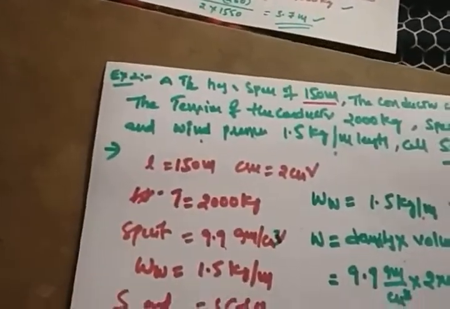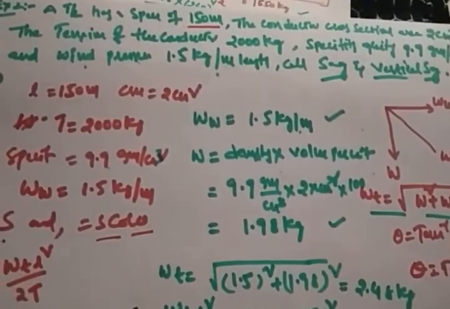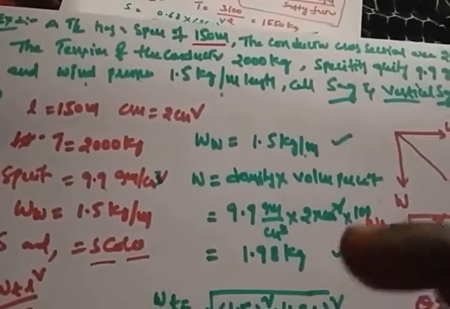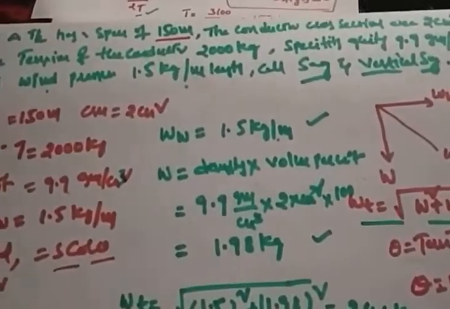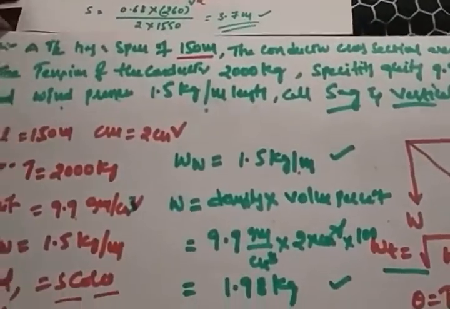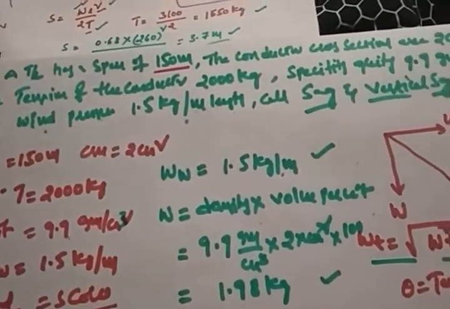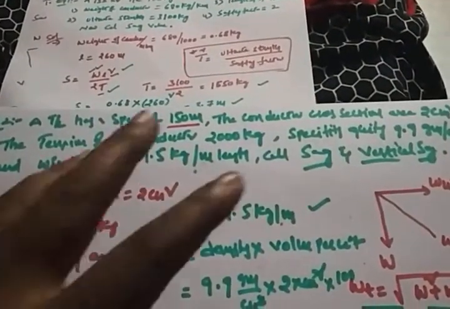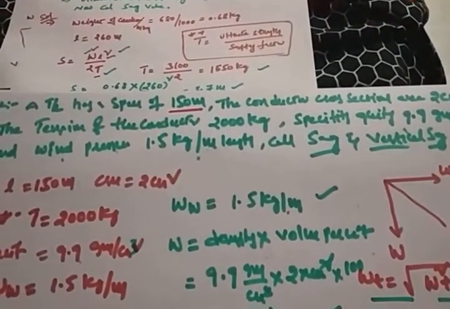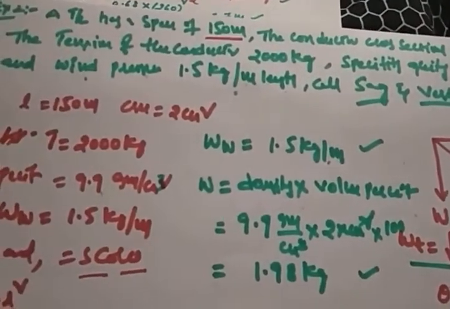First understand these steps. It's not that much important; you have to understand what he has given and what he wants to find out. I'll explain one more time. The transmission line span, the length, the conductor cross-sectional area, the specific gravity, the tension, and the wind pressure are given. Then calculate the value of sag and vertical sag.